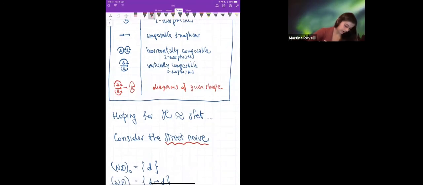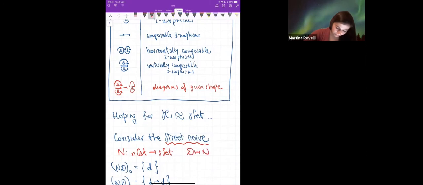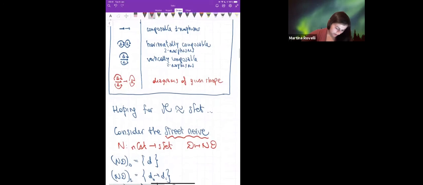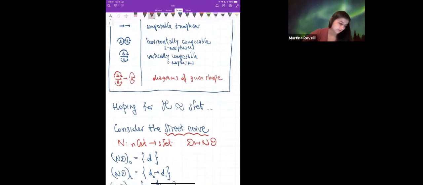The Street nerve is a functor that we are just calling N at the moment that takes an N category and produces a simplicial set. And let me briefly tell you what it does. So if D is an N category, what is ND? ND is a simplicial set. So I would have to tell you what is the set of K simplices for each K. It starts in a particularly easy way. The zero simplices of the nerve of D are just the objects of the category D, and the one simplices are just the one morphisms of the category D.